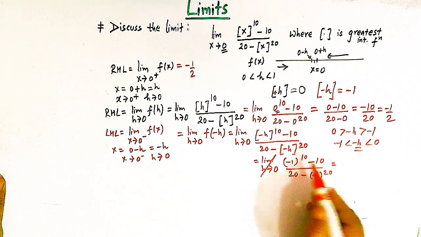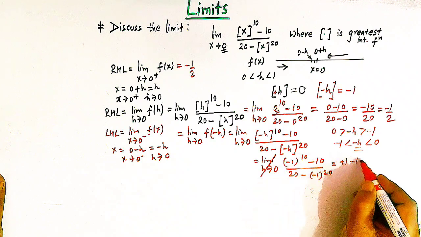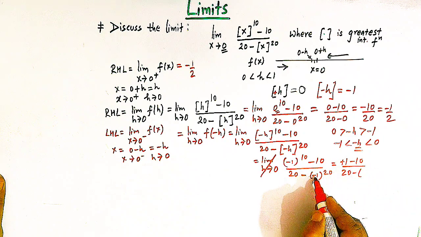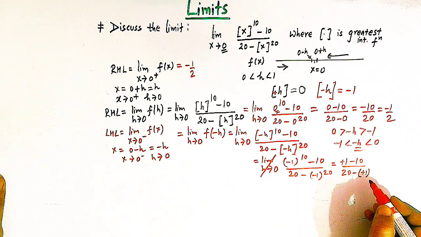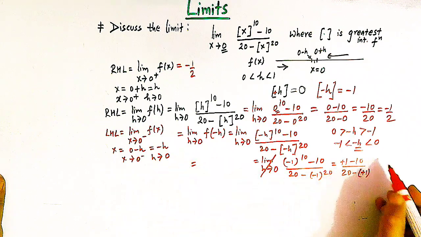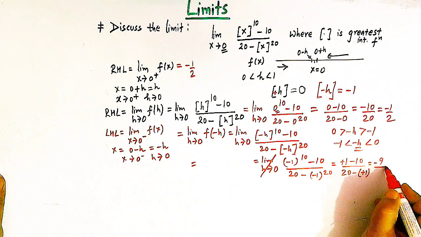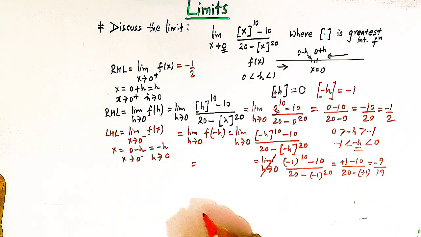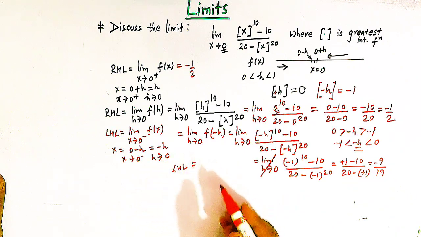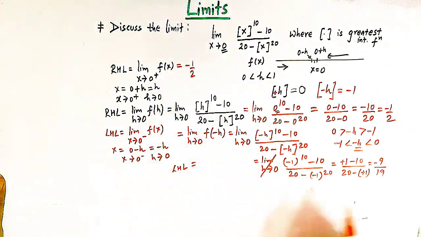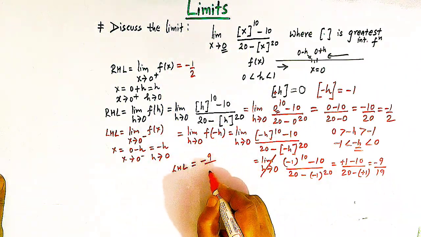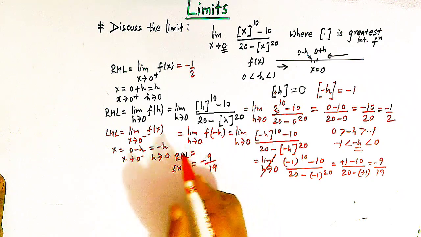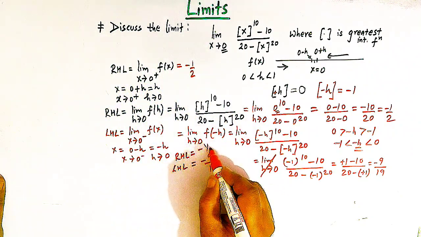So minus 1 raised to 10 is simply plus 1. Here we have minus 10, then 20, and minus this is plus 1, right? So now we have 1 minus 10 is minus 9, and 20 minus 1 is 19, right? So the left hand limit of this function when x approaches 0 is minus 9 over 19, and the right hand limit we have just calculated is minus 1 over 2.